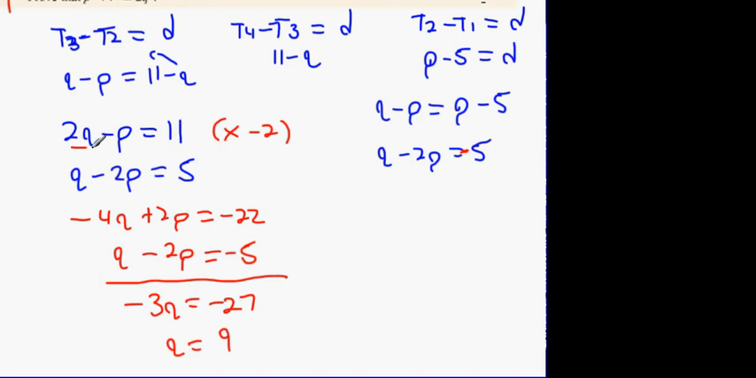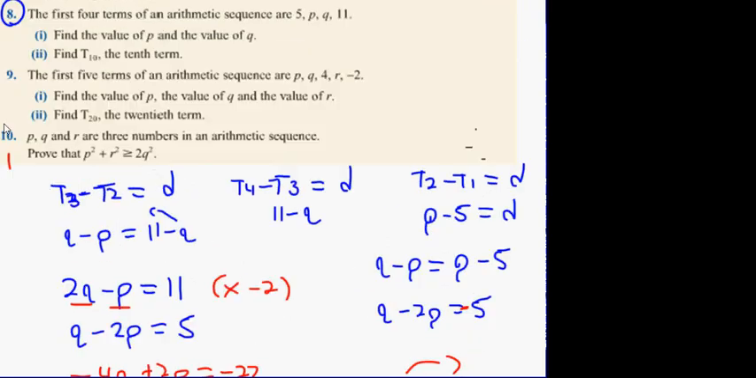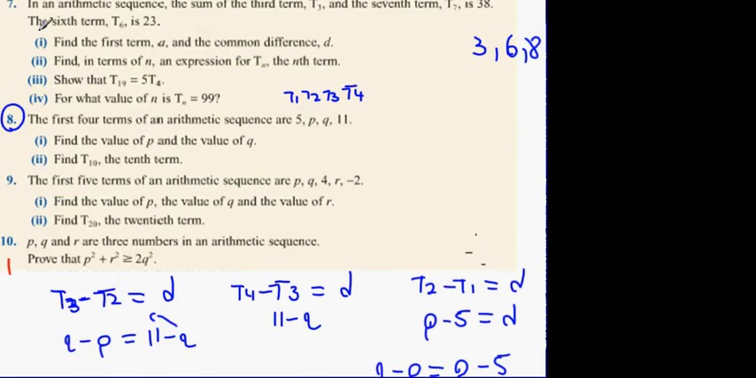So 2Q, this part here, is 18, minus P equals 11. Then P over that side, 11 over this side. So 18 minus 11 equals P. P equals 7. Okay, so we have 7 and 9. So 7, 9, 11. Okay, now find T10, the 10th term.